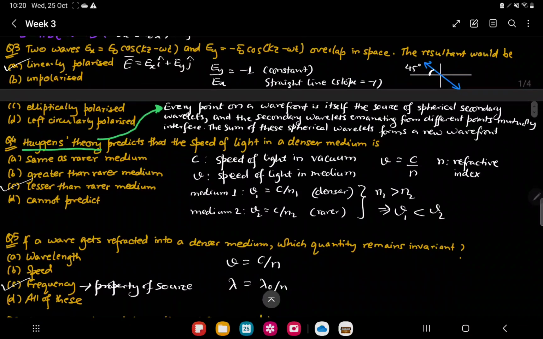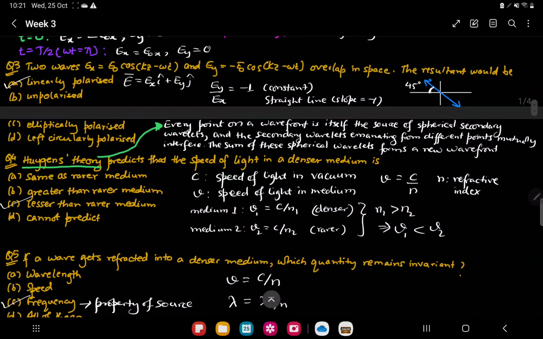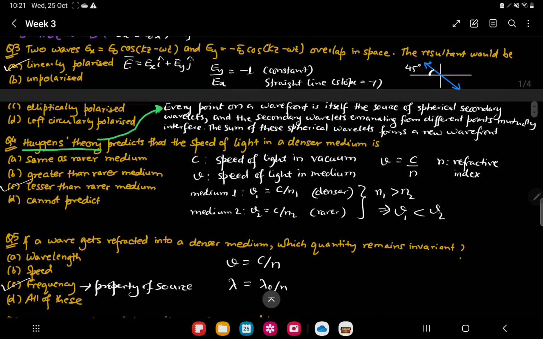According to Huygens theory, speed of light in a denser medium would be lesser than that of a rarer medium. And this we can see from this expression. Speed of light in a medium is equal to speed of light in vacuum over refractive index. And for a denser medium, the refractive index is higher as opposed to that for a rarer medium. As a result, the speed of light in a denser medium would be lesser than that in a rarer medium.